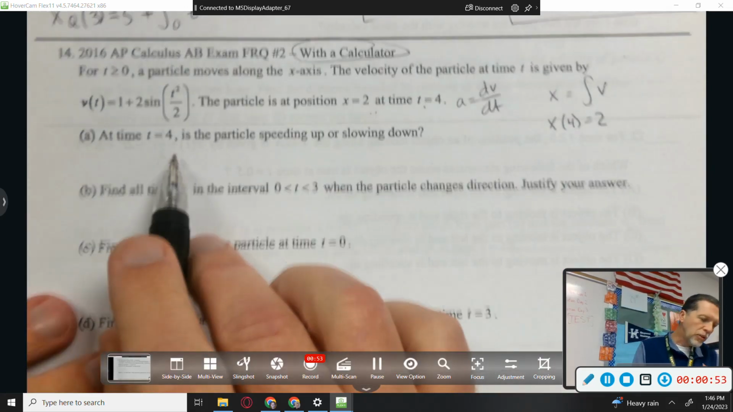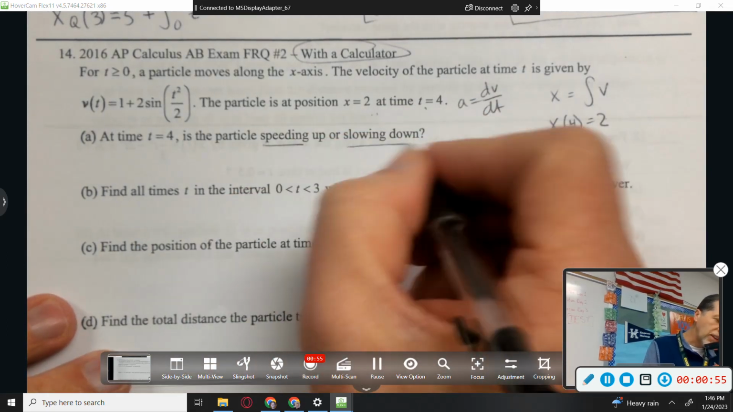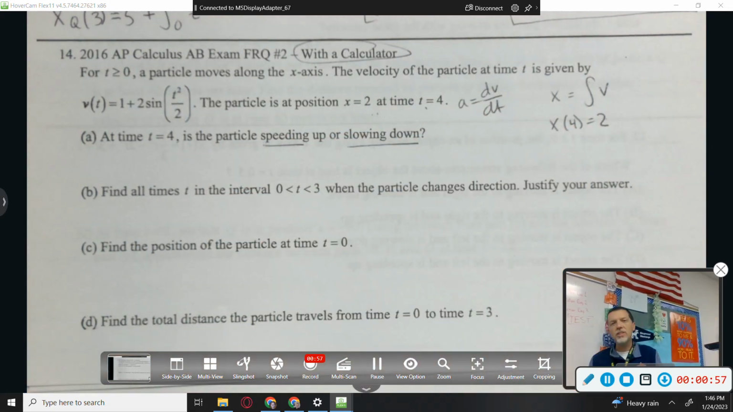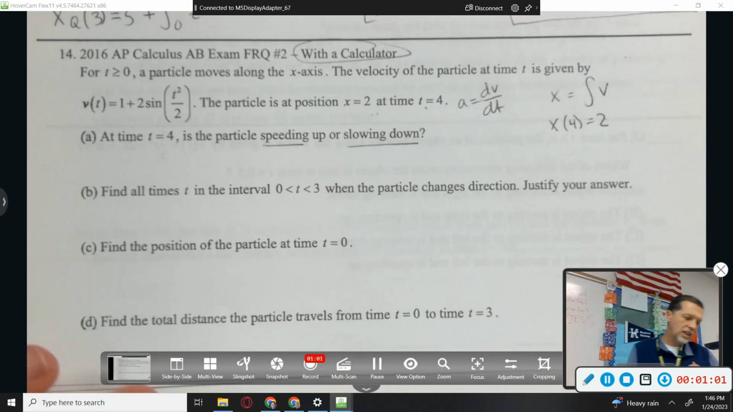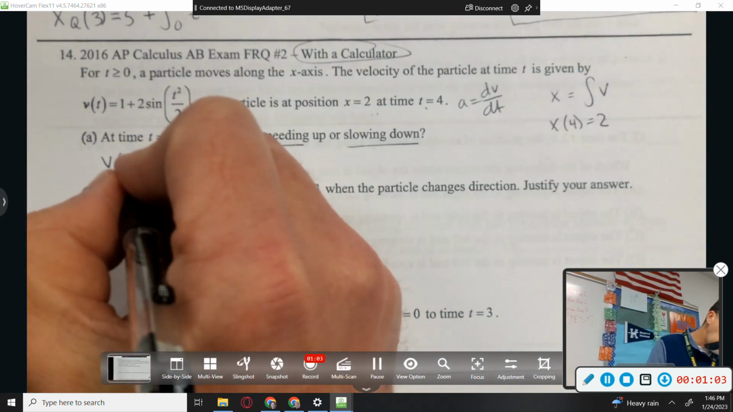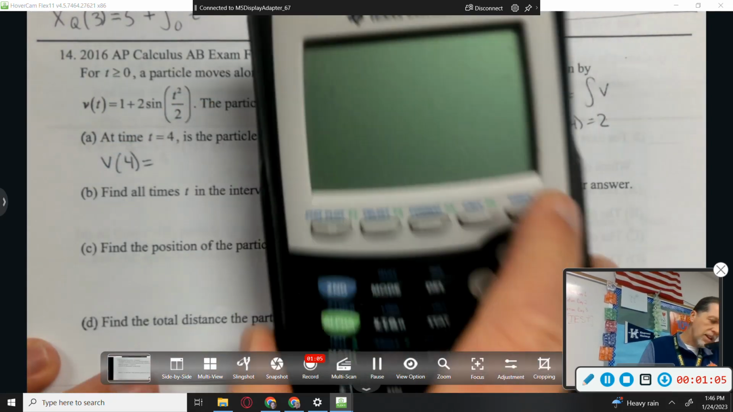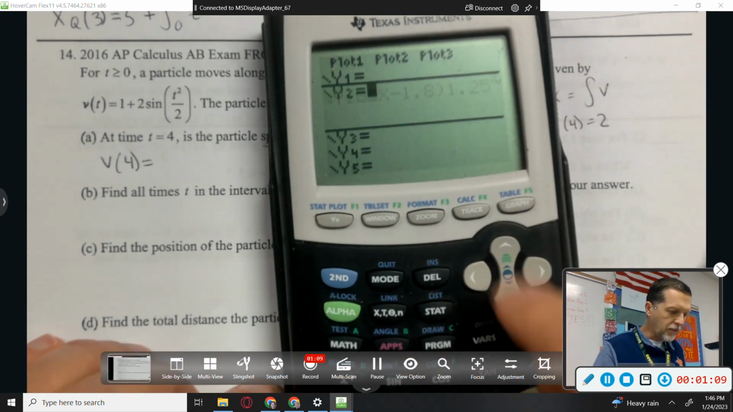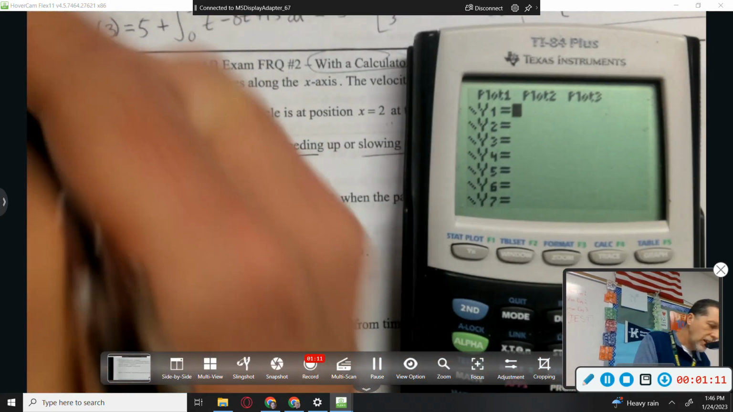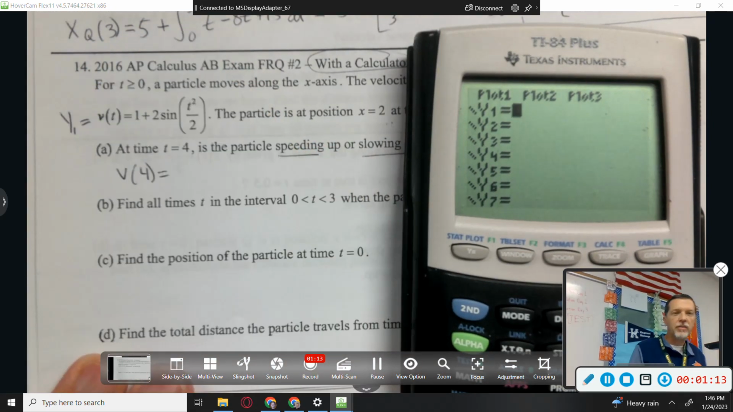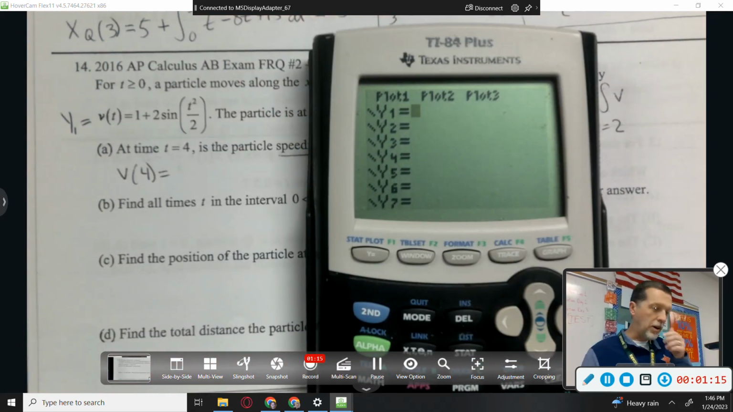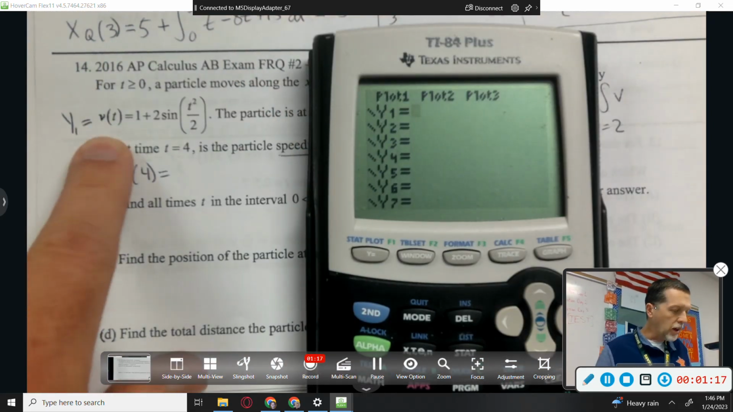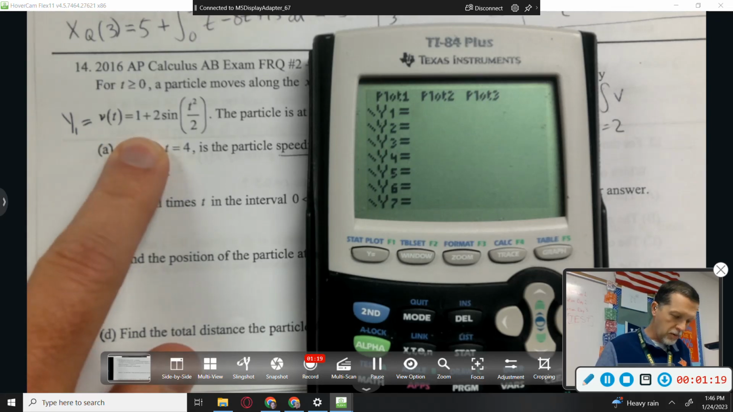At time equals 4, is the particle speeding up or slowing down? Goodness, they like asking that question. So I need the sign of A and the sign of V. I think it's safe to say it'll be on the AP test. So it's a calculator question. Let's plug V into Y1. I'm going to label it Y1. That way if I forget and just cite Y1 later, I will get credit for that because I've told the grader what Y1 is.